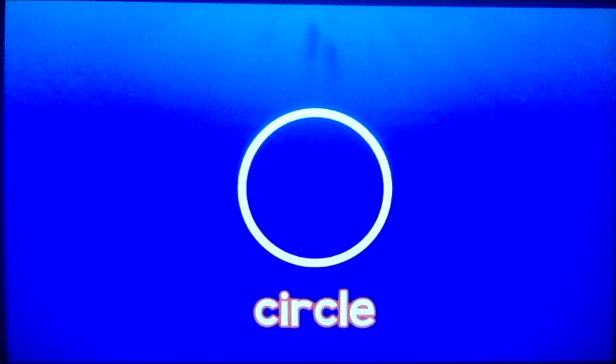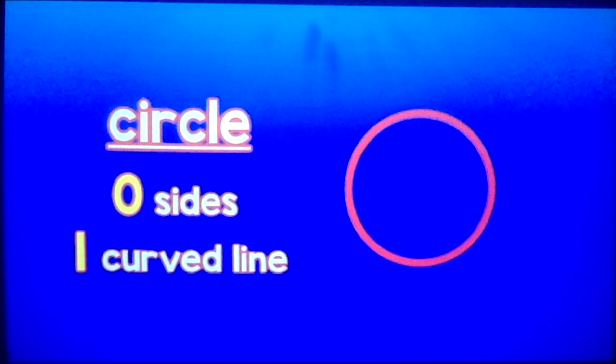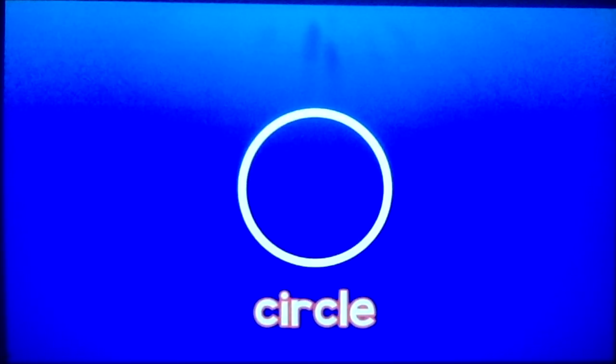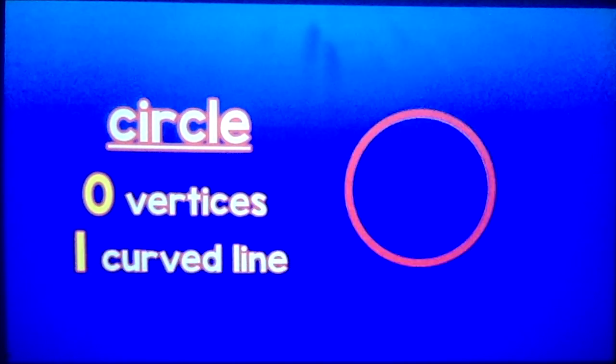This is a circle. Let's move and count the sides of a circle. A circle has 0 sides, but has 1 curved line. Let's move and count the vertices of a circle. A circle has 0 vertices, but has 1 curved line. A circle has 0 sides and vertices.